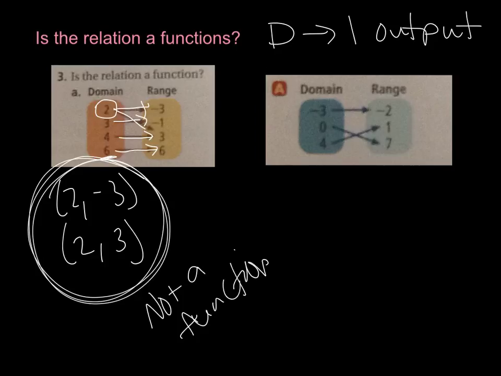Okay. In the second example on the right, think about whether or not this is a function. Does every item in the domain, the x values, have one output? And if you take a look here, -3 maps to -2, 0 maps to 7, and 4 maps to 1. So yes, this is a function.